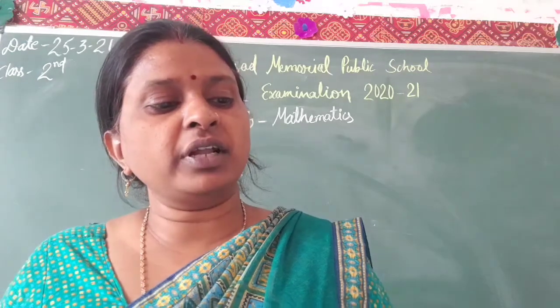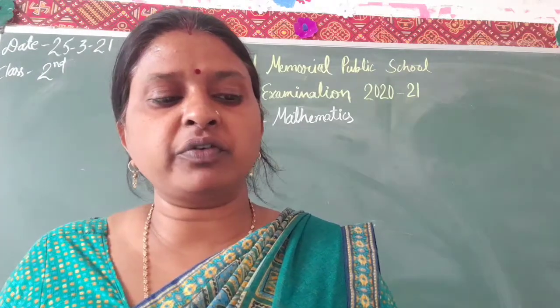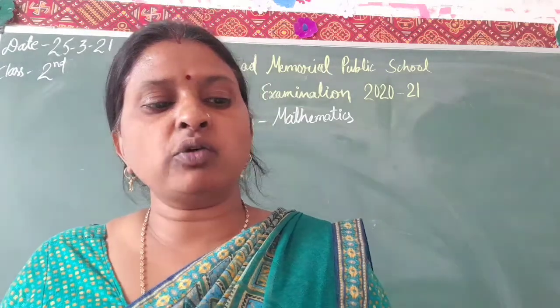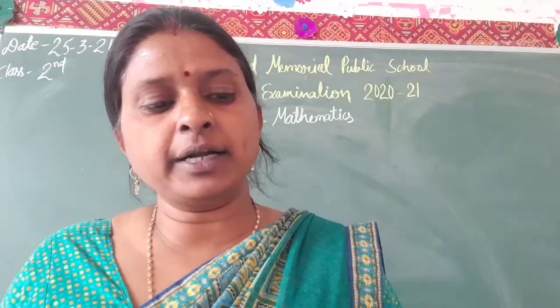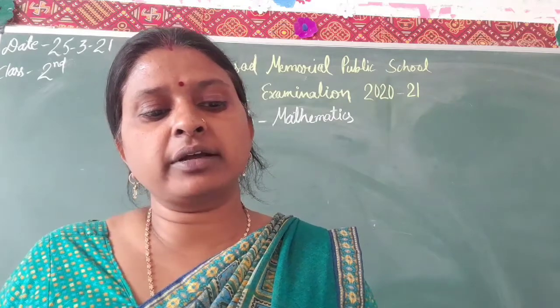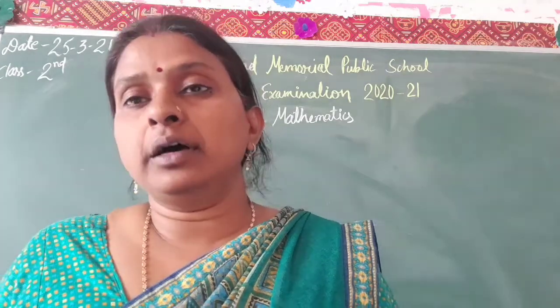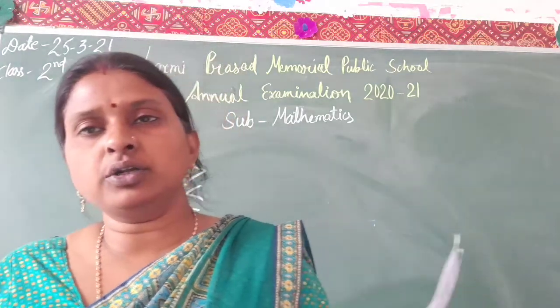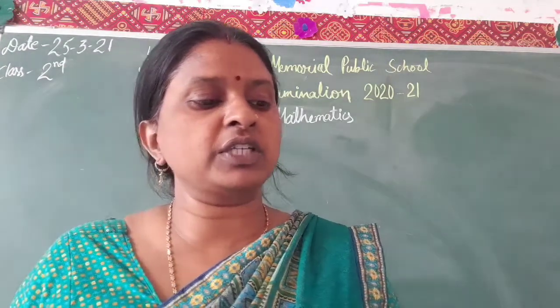And question number 15, color each figure to show the given fraction. In first question there is a circle. You have to color its half part. In question B there is a triangle. You have to color its 1/3 part. And in third question there is a flower. You have to color 1/4 part of this flower.